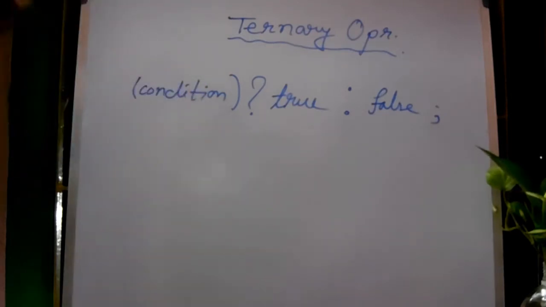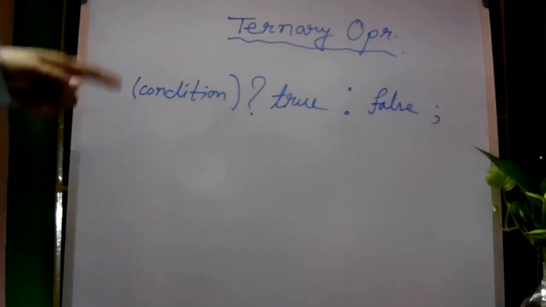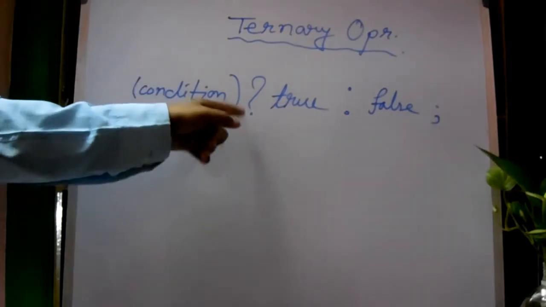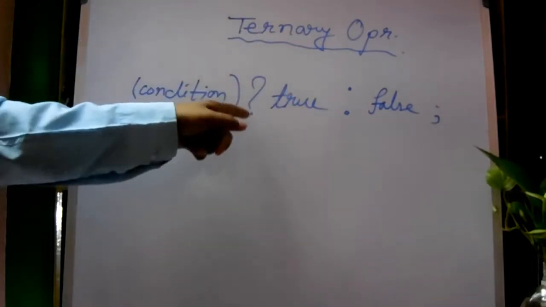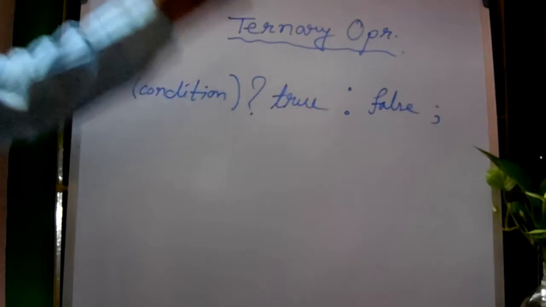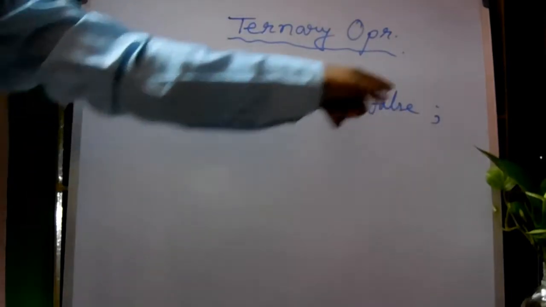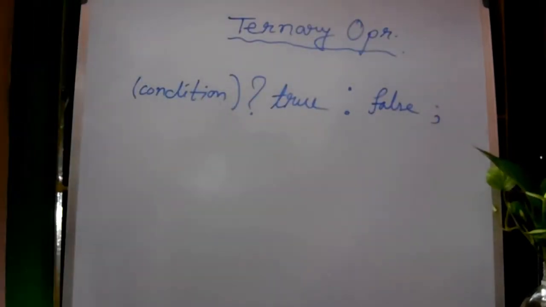So this is the main syntax of the ternary operator. First we start with the condition. If this condition returns true, then the part followed by the question mark, the true part, will execute. Otherwise, if the condition returns a false value, then the false part followed by the colon, up to the semicolon, will execute. Okay, so let us go with some examples.